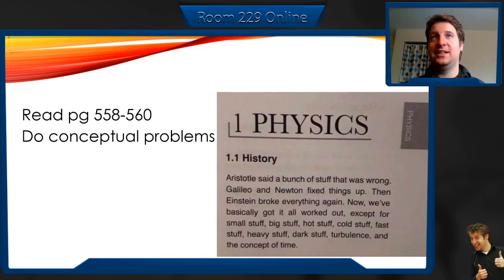I love this here. History of physics: Aristotle said a bunch of stuff that was wrong. Galileo and Newton fixed them up. Then Einstein broke everything. Now we've figured out basically everything, except for small stuff, big stuff, hot stuff, cold stuff, fast stuff, heavy stuff, dark stuff, turbulence, and the concept of time. Really, we don't know anything.